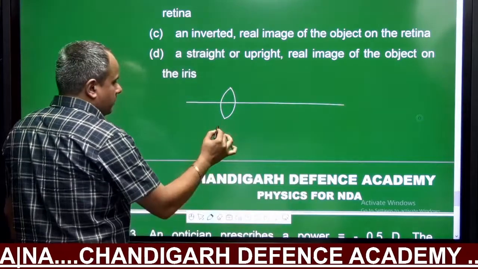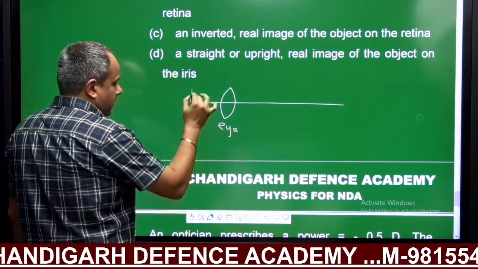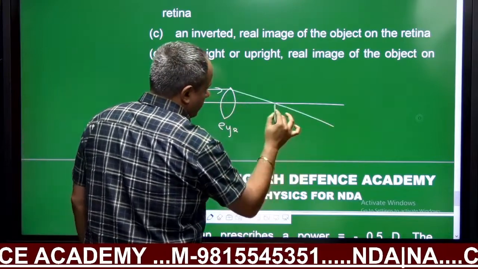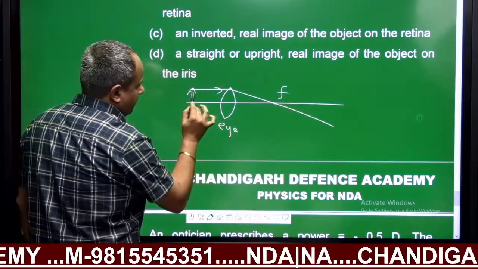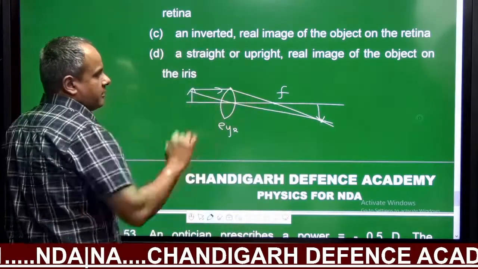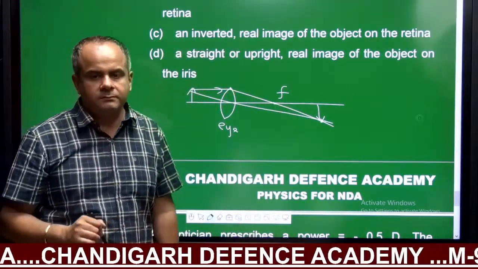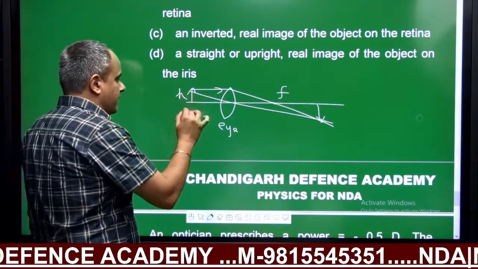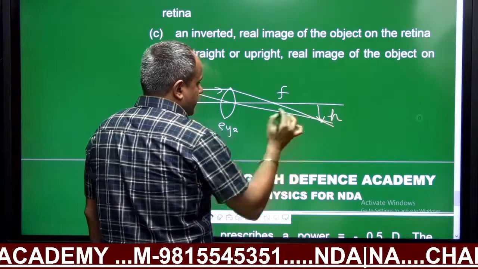बनाइए जी. मान लो ये हो गया आपका human eye का lens. One object is placed here. Straight ray of light will pass through its focal point. One ray of light will pass through the optical center. This is how the image is formed in eye. If height of the object is h, image will also appear as h.